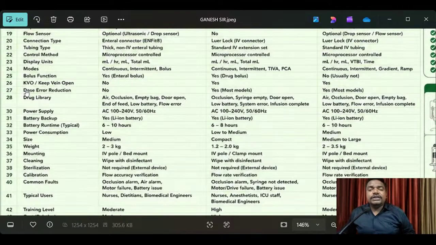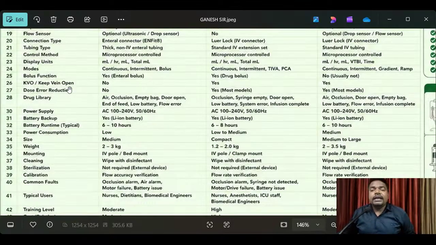Now the 26th comparison point: KVO, keep vein open. Where is it available? For the feeding pump, no. Why no? Because no veins are connected here. Only the feeding pump tubing is there, inserted through the nostrils, and it simply provides nutrients and fluids based on the condition of the patient.